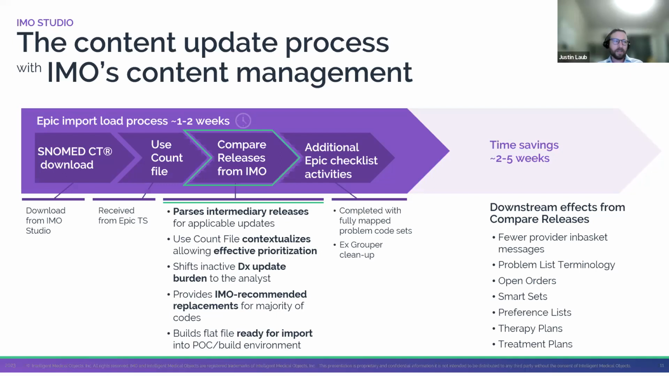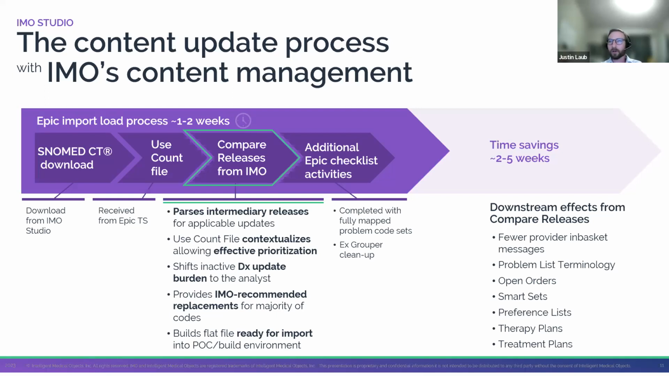Another big value add with the tool and what IMO does for you is these recommended replacements that are available only within this tool, to simplify the work, kind of speed up any searching for replacements you might otherwise have to do. And the final piece with compare releases is actually allowing you to build a customized IMO flat file package with all those custom replacements that you've done, just kind of feathered into that IMO release package, that you can then seamlessly load in and go through that import process.